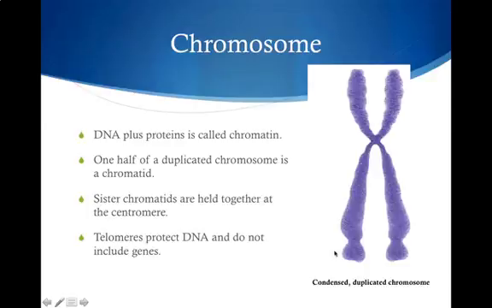Now, there's another structure down here called the telomeres. A telomere is a segment of DNA. It doesn't have genes on it, so it doesn't code for a trait, but it does protect the ends of the chromosome from being eroded away through the process of reading and copying the DNA.